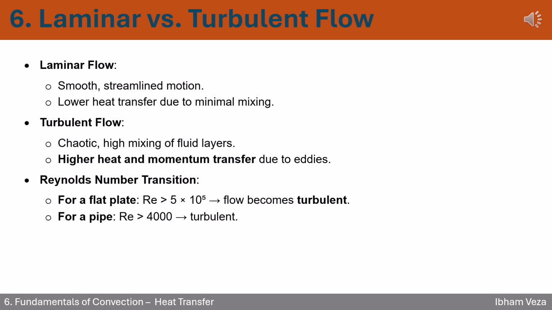Reynolds number transition points. Flat plate: flow becomes turbulent when Re exceeds 5 times 10 to the 5th. Pipe: flow transitions to turbulent above Re equals 4,000. Recognize the type of flow quickly. This will guide your heat transfer predictions.